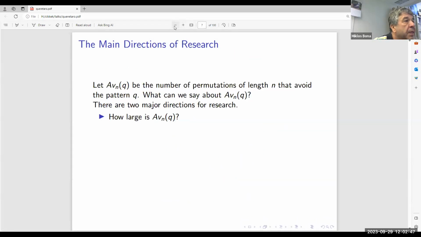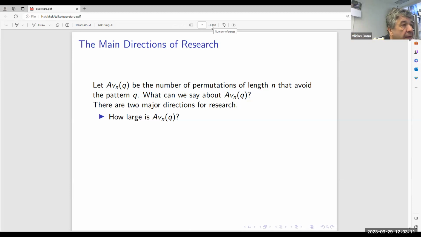If P doesn't contain Q, then we say that P avoids Q. So a long permutation either contains a smaller pattern, or if it doesn't contain it, then we say it avoids it. Let F_n(Q) denote the number of permutations of length n that avoid the given pattern Q.